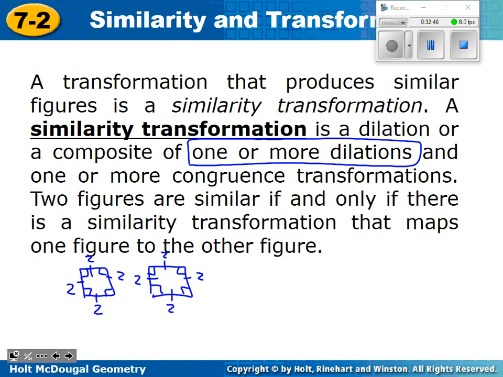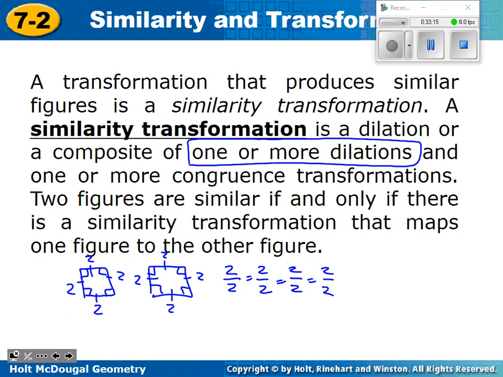Okay, so this says for it to be a similarity transformation, it has to have a dilation. But that doesn't say for 2 shapes to be similar. Okay, so what was our definition for similarity? Angles have to be congruent, are they? Okay, and then the sides have to be proportional, are they? Is 2 over 2 the same as 2 over 2 the same as 2 over 2?